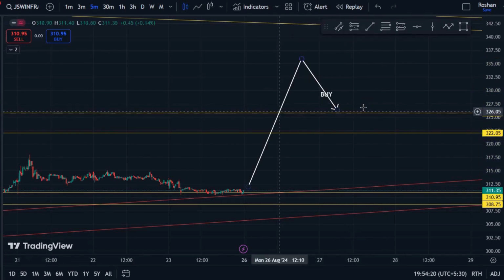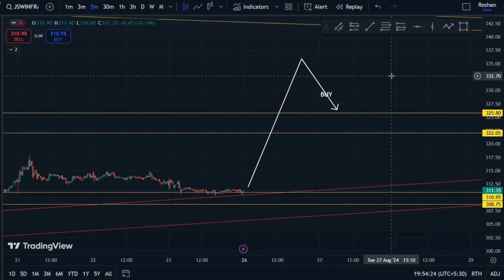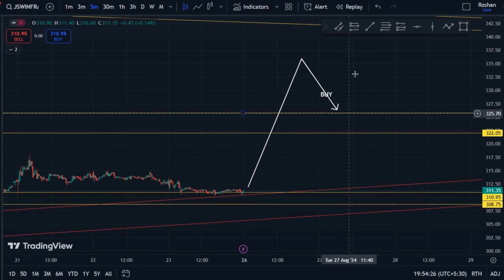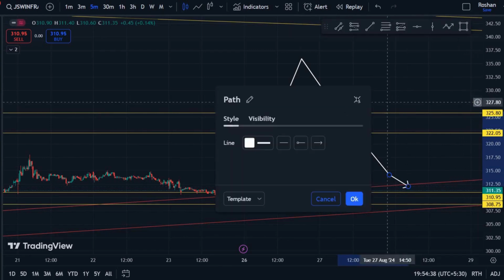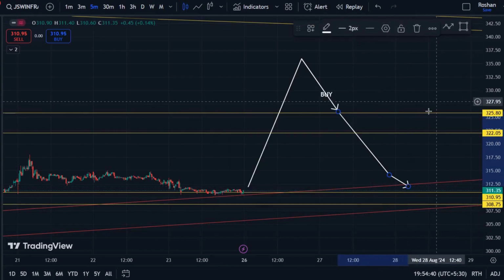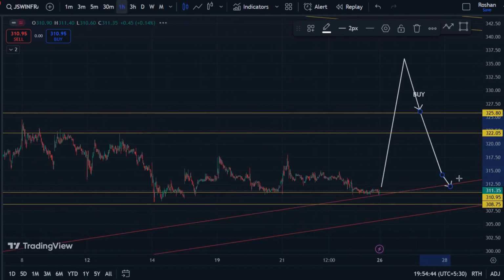So now if the price breaks the yellow line and pulls back at the same level, that is at 325.50, and if it goes up, then in the smaller time frame I'll place a buy order. But there are chances that the price might come down. So we need to be careful about that.